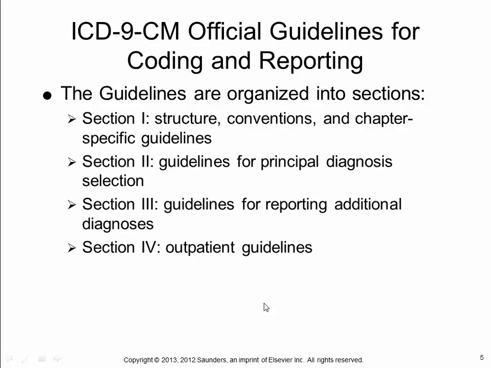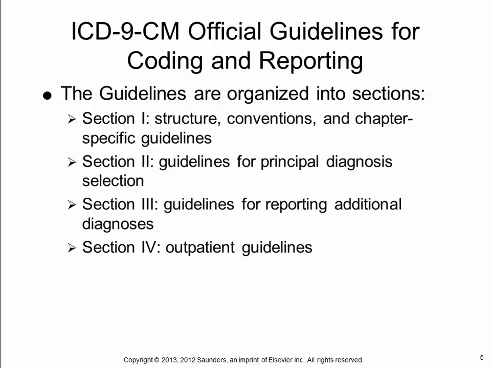So, guidelines are organized into 4 different sections. The first section is conventions, structure, and chapter-specific guidelines. When we say chapter-specific, we mean chapters in the actual code book, not your textbook. Remember, our code book is made up of 17 chapters in ICD-9.